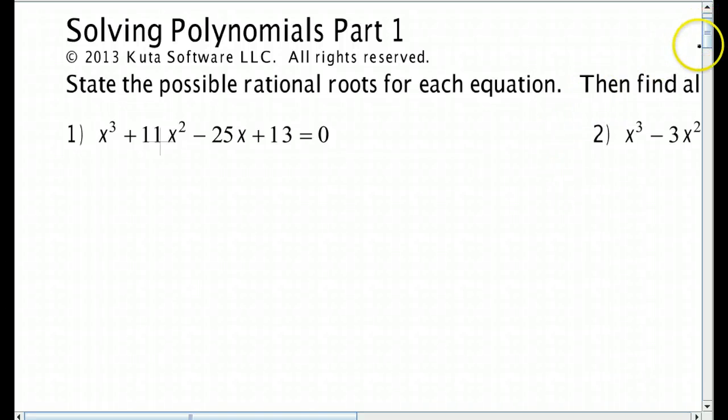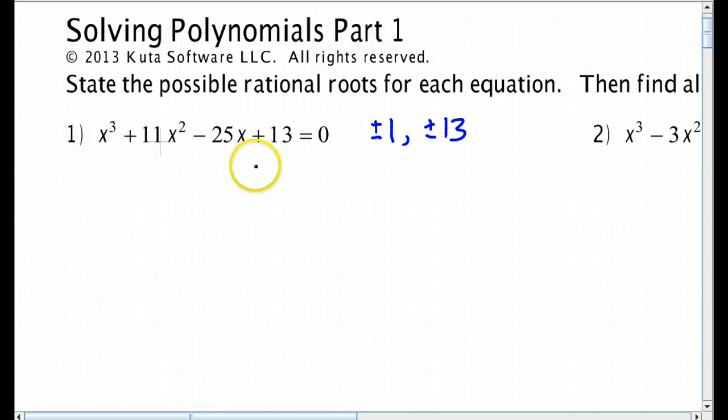So let's take a look at today, part 1. Go ahead and find the rational roots. How many are there? What are they? Yeah, all the factors of 13 are plus or minus 1 and plus or minus 13.